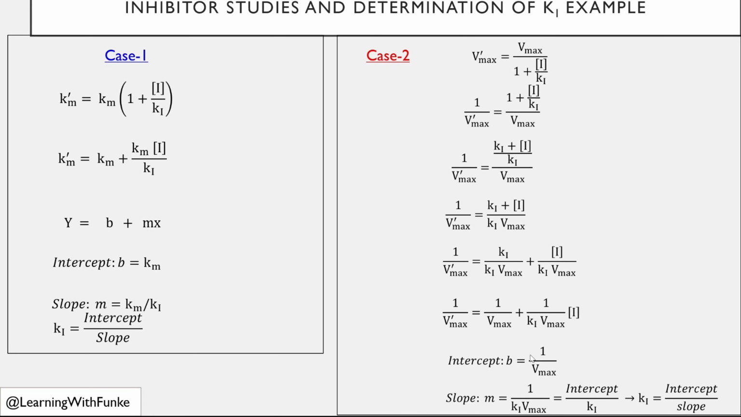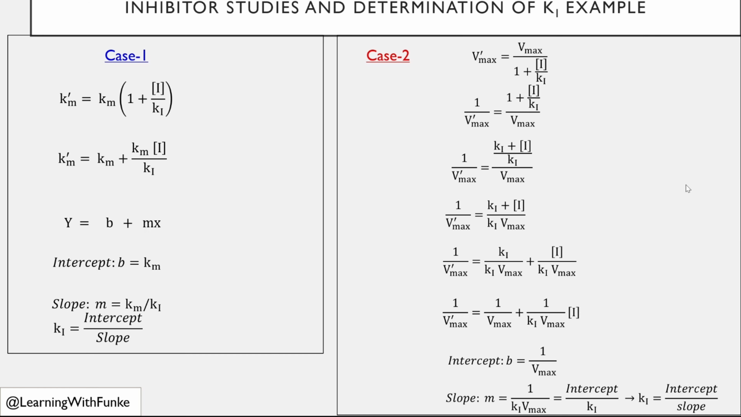And then your slope here is 1 over Ki Vmax. We know that intercept is 1 over Vmax, so we can substitute intercept for 1 over Vmax here, and that just becomes slope equals what? Intercept over Ki, right? And then Ki becomes similar to this. Ki is still intercept over slope.